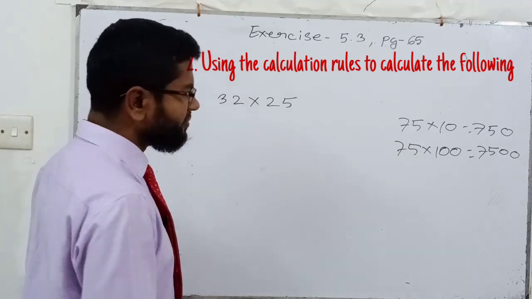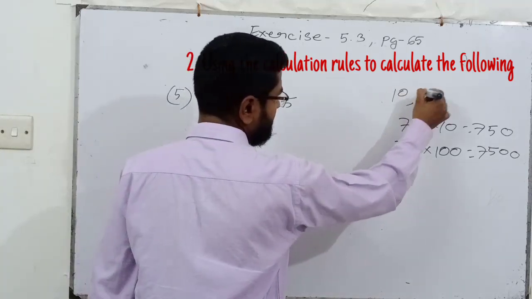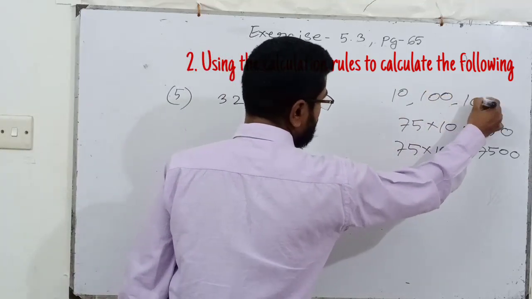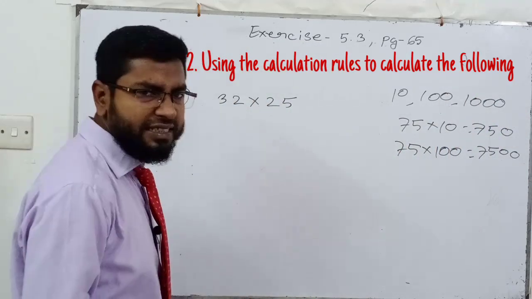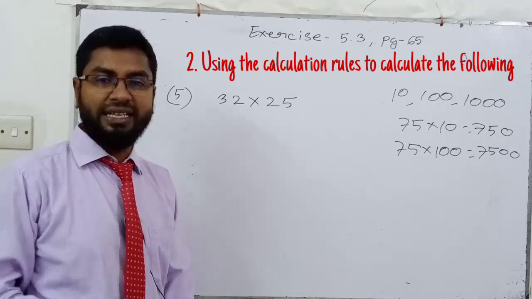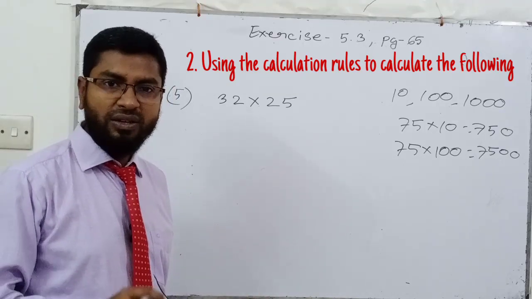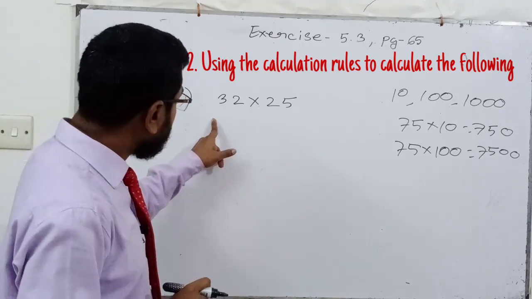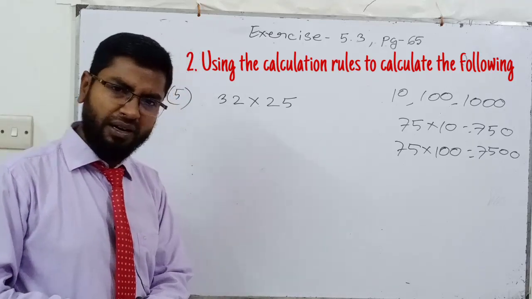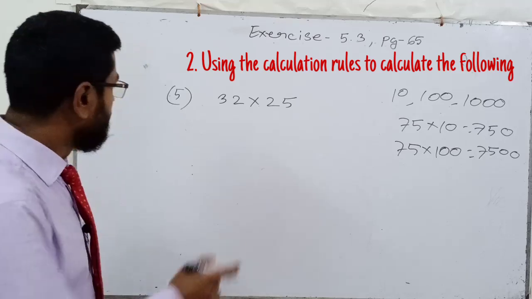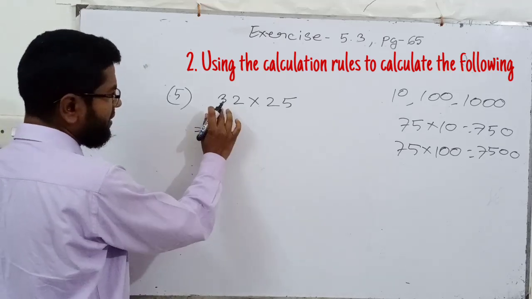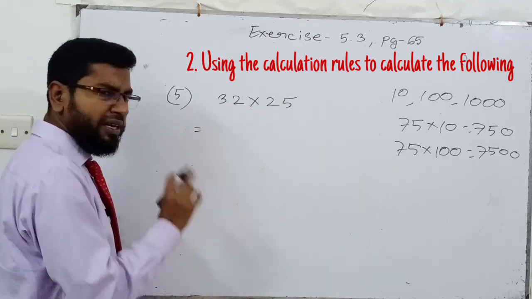That means 10, 100, 1000, this type of multiplication, addition or division, all are easy. For that reason, what will we do? We will try to make any number 100. How will I make it 100? Use your brain. Look, this one, 32 into 25.